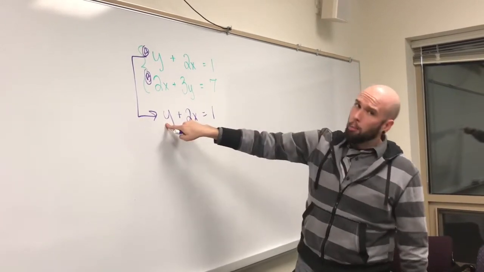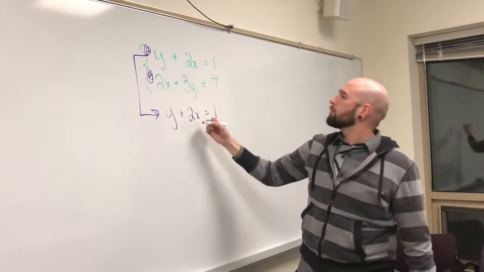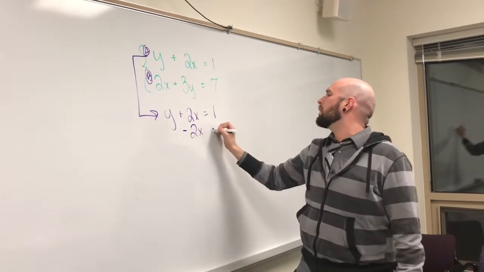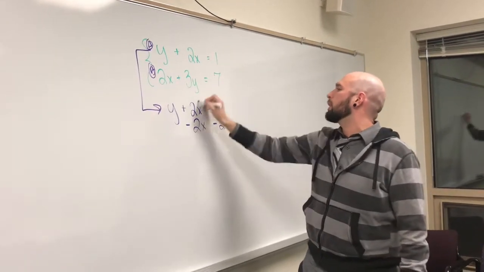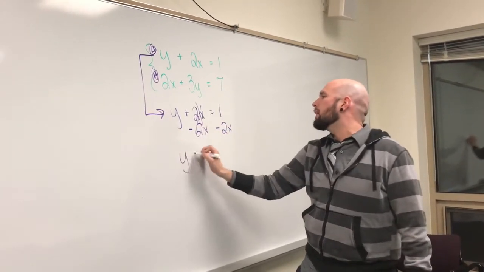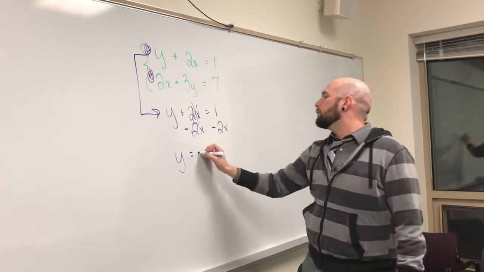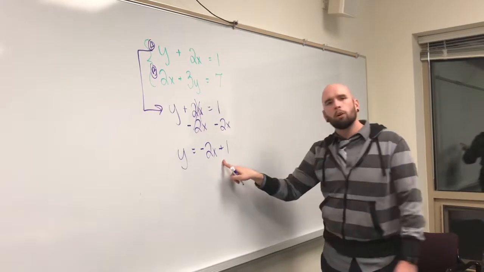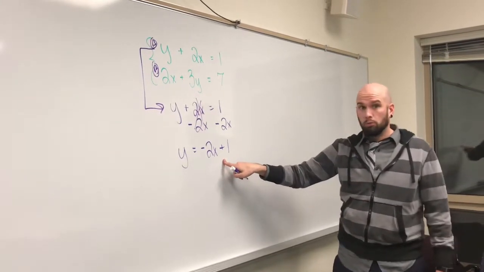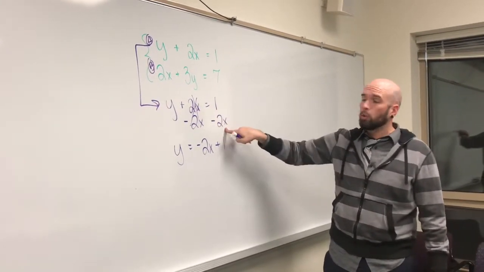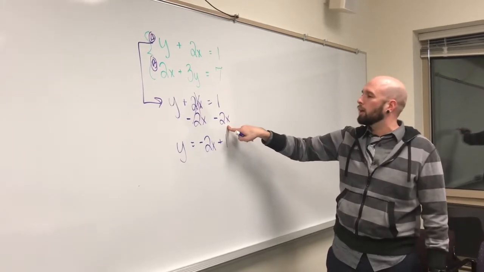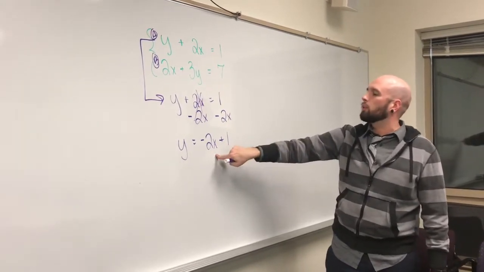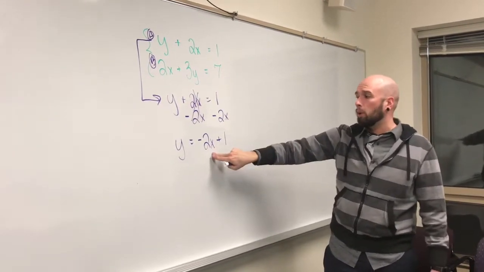In order to get y all by itself, you have to get rid of 2x. Subtract 2x from both sides, negative 2x, cross that out. Y equals negative 2x plus 1. You want to write it out in slope-intercept form because that's just what you do. You don't want to write it out like 1 minus 2x. That's crazy. Crazy people would do that. Only good students write it out this way. Now, that's the top equation.